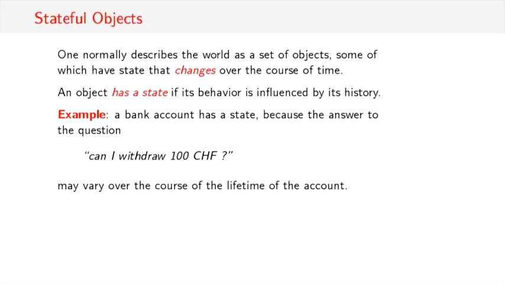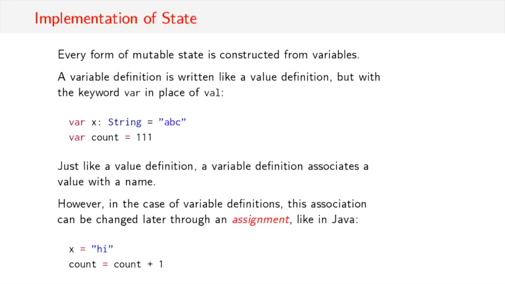It turns out that a very abstract but accurate definition is that an object has state if its behavior is influenced by its history. So for instance, if I take a bank account as an object, a bank account has state because the answer to the question, can I withdraw 100 francs, would depend on the previous history of the account. It would say true if I had deposited enough money earlier so that I could withdraw 100 francs, and it would say false otherwise. So that was the abstract definition of stateful objects.